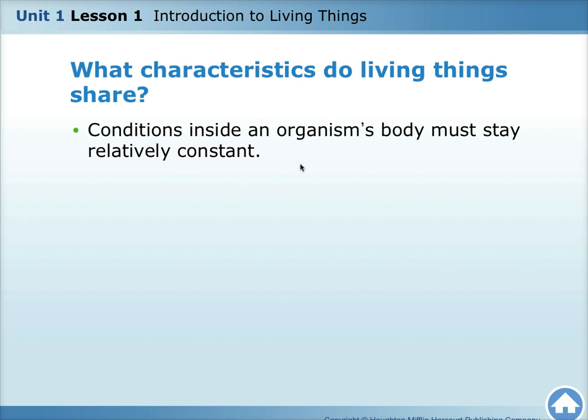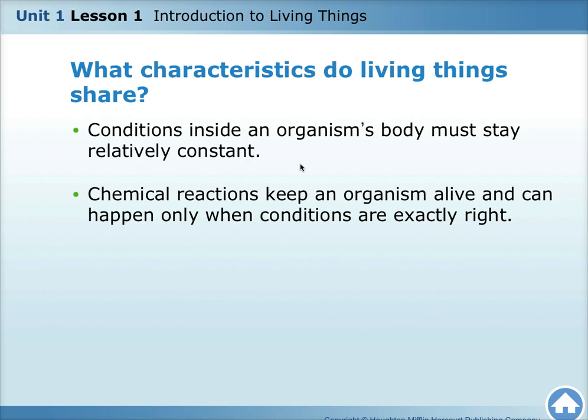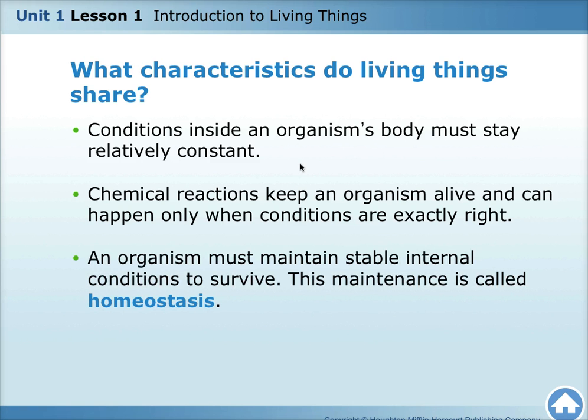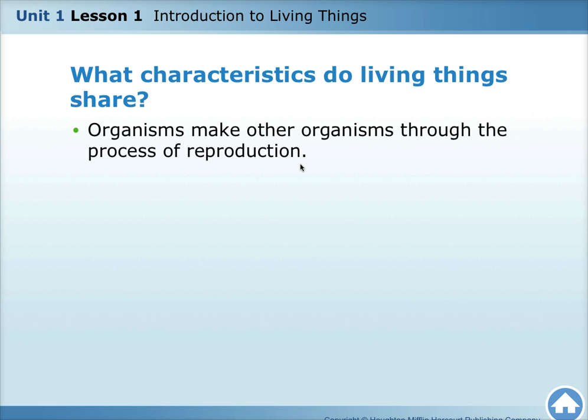Conditions inside an organism's body must stay relatively constant. Chemical reactions keep an organism alive and can happen only when conditions are exactly right. An organism must maintain stable internal conditions to survive. This maintenance is called homeostasis. This allows all organisms to maintain these stable internal conditions. They do this through the stimulus that either they're too hot or too cold, too bright, not bright enough.